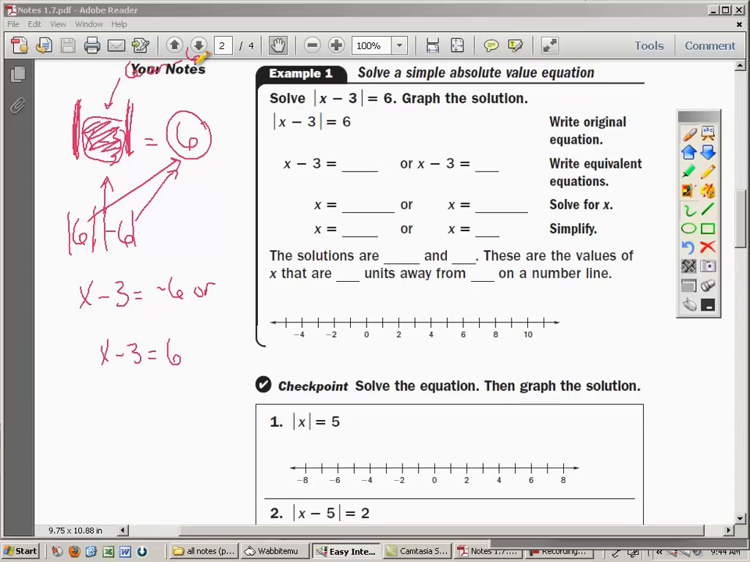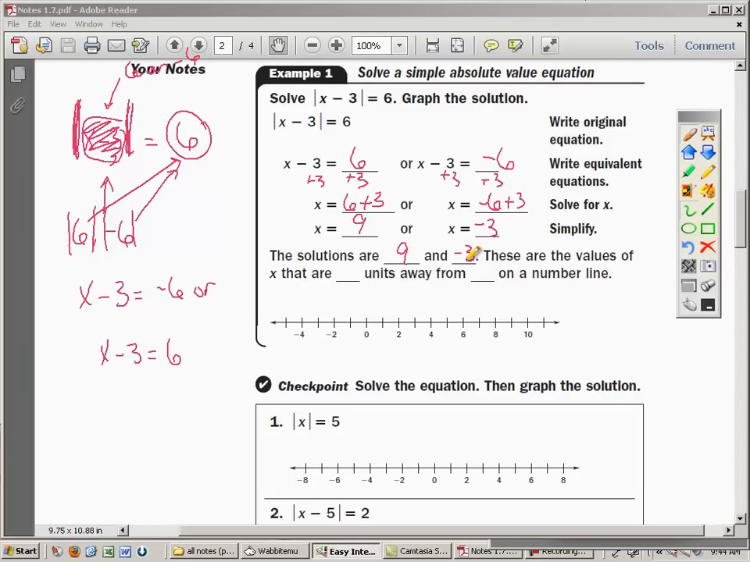So I set what's in the absolute value signs equal to either 6 or negative 6. And so now we're going to add 3 to both sides, so that's 6 plus 3, which is 9. And over here we're going to add 3 and add 3, and so this becomes negative 6 plus 3, which is negative 3. So the solutions are 9 and negative 3.